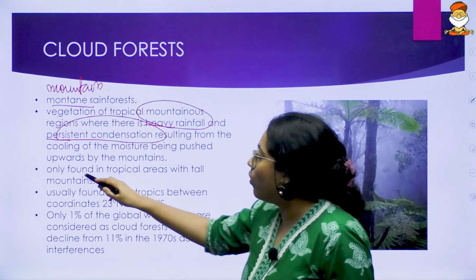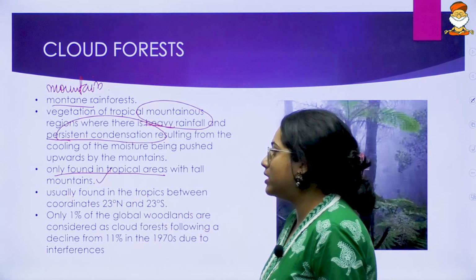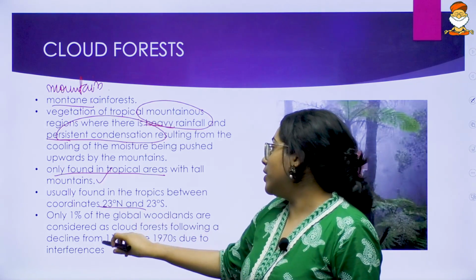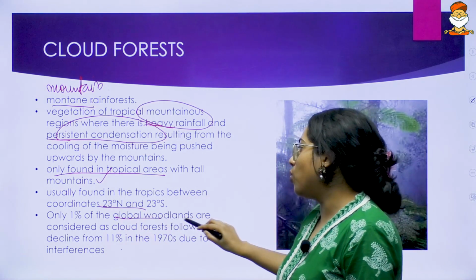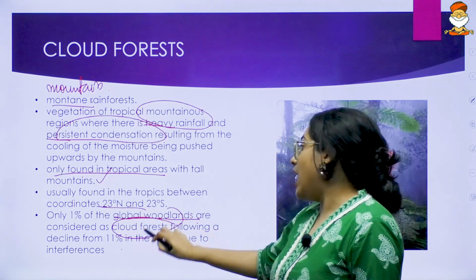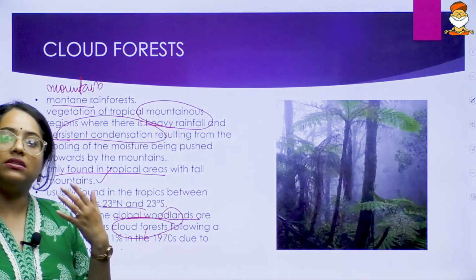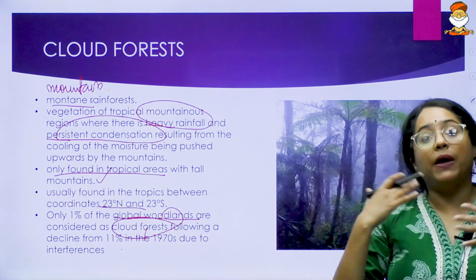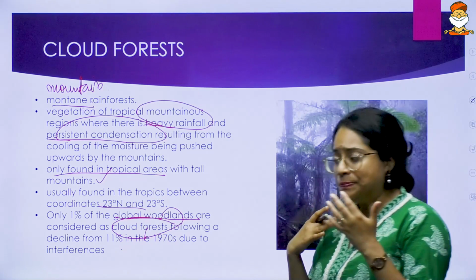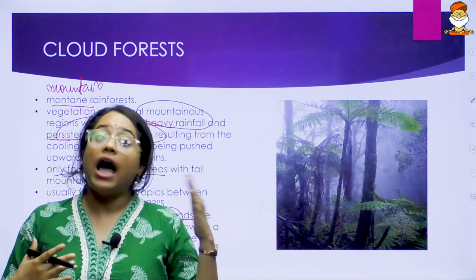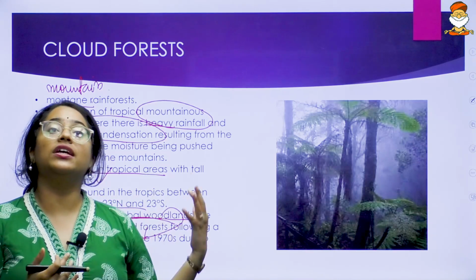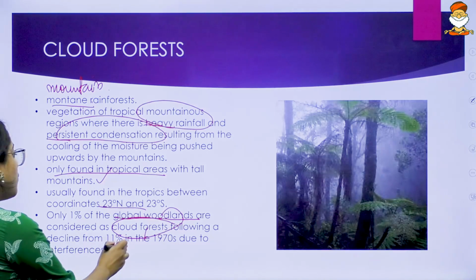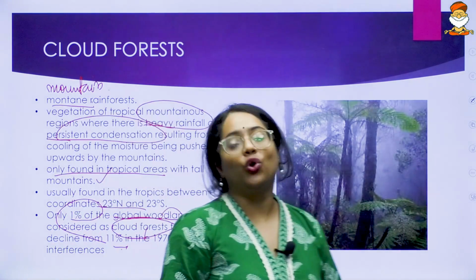Again, it's only found in tropical areas with tall mountains, usually between 23 degrees north and 23 degrees south. Only 1% of the global woodlands are considered cloud forest, and from the 1900s there has been a continuous decline. Earlier it was 11%. From the 1970s onwards, because mountainous regions are also getting a lot of degradation, and climate change is also affecting these regions, there has been a rapid decline of cloud forest. From 11%, they have gone down to just 1% of the global woodlands.